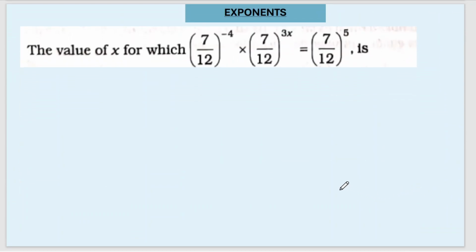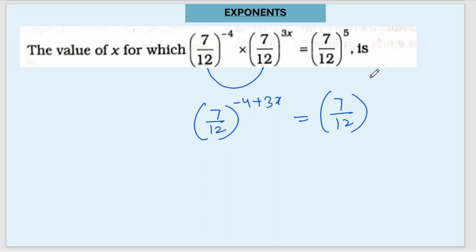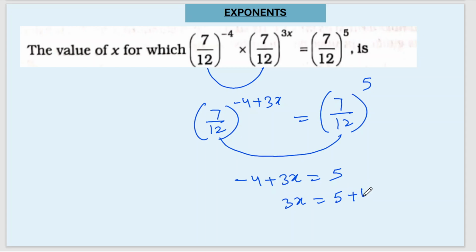The value of x for which (7/12)^-4 into (7/12)^3x equal to (7/12)^5. So we have the same base, add the powers: (7/12) to the power minus 4 plus 3x equal to (7/12) to the power 5. Since we have got the same base on both the sides, we can equate the powers, that minus 4 plus 3x equal to 5, 3x equal to 5 plus 4, 3x equal to 9, and then x will be equal to 3. Okay, so this is your answer.